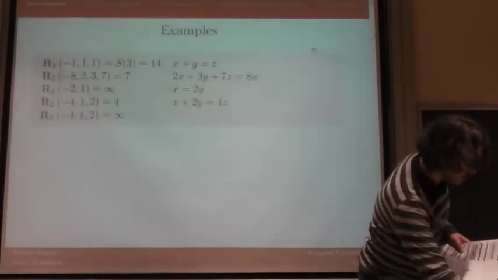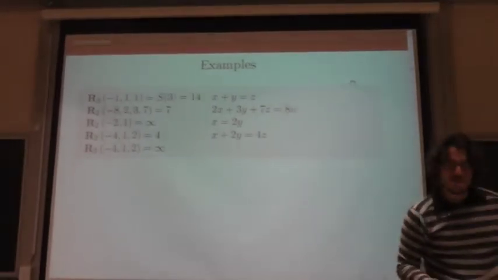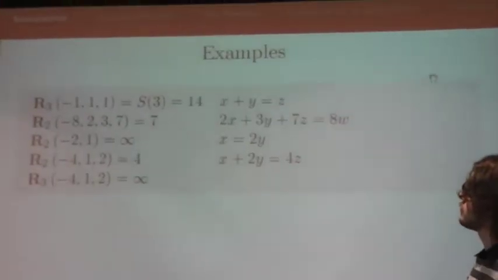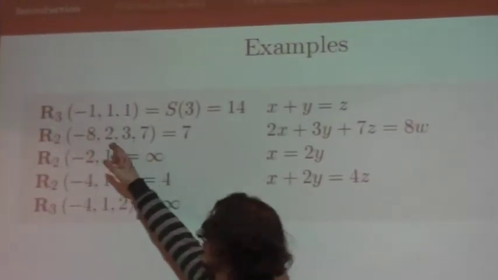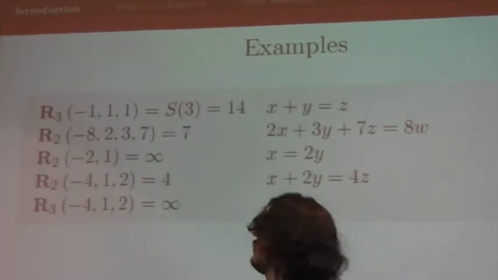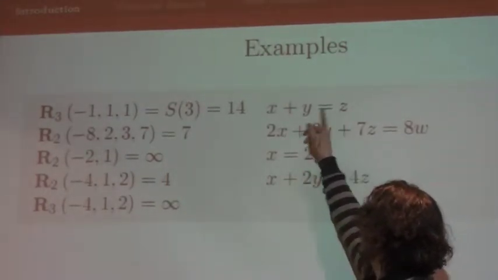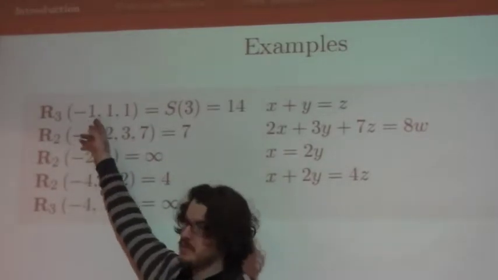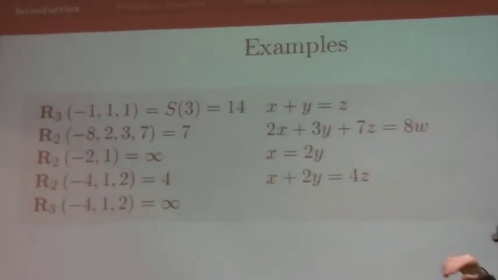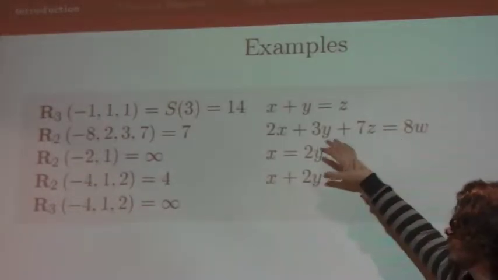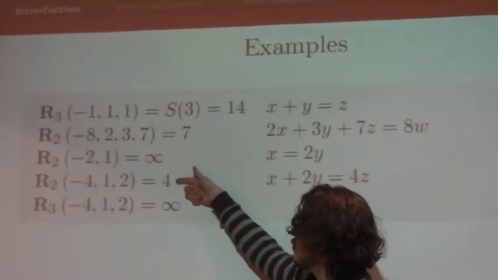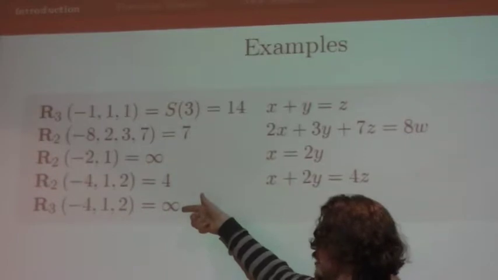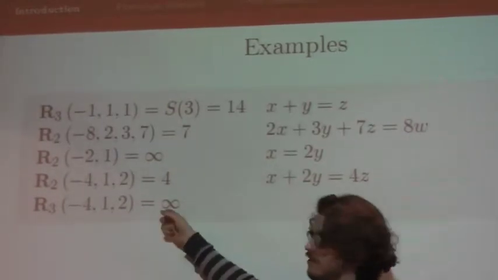So here are a few examples. So here's S3, the one we talked about being equal to 14, and that would be -1, 1, 1. So here the z becomes negative, and since we're listing them in order, it comes first, then 1, 1. And there's a list of others. The first few of them, these are all two-color Rado numbers. And you can see this one is 7, this one is infinity, this one is 4, but this is the same equation with 3 colors, and that's also infinity.